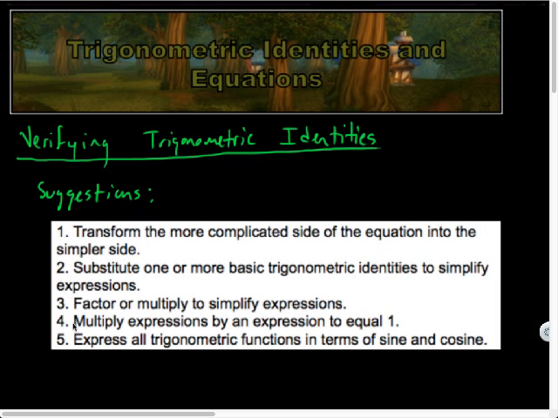And then a fourth option is to multiply expressions by an expression equal to 1. This is usually going to occur when we have some form of fractions, which is often when that would be helpful. And then the last one, which we saw show up on last night's quest as well, is to express all trigonometric functions in terms of sine and cosine. That's the nice thing about them, all of them can be rewritten as those. So sometimes by getting it all written in terms of just two of our trig functions, we might be able to better see what's going on in the situation.